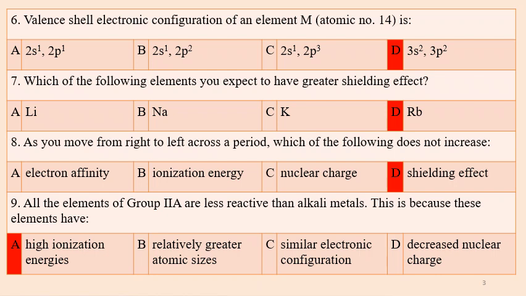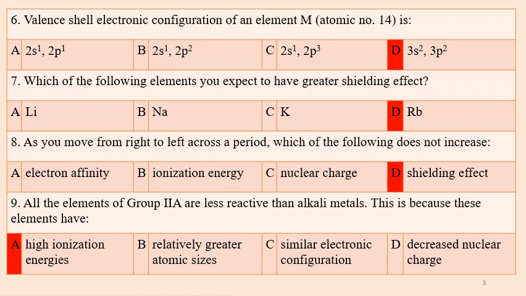Which of the following elements do you expect to have greater shielding effect? It is rubidium, Rb. Why? Shielding effect is the ability of inner electrons to block the nuclear attraction for outer electrons. As we go down the group, the number of shells increases and shielding effect increases. Rubidium is at the bottom, group 1A, period number 5, so it has maximum shielding effect.